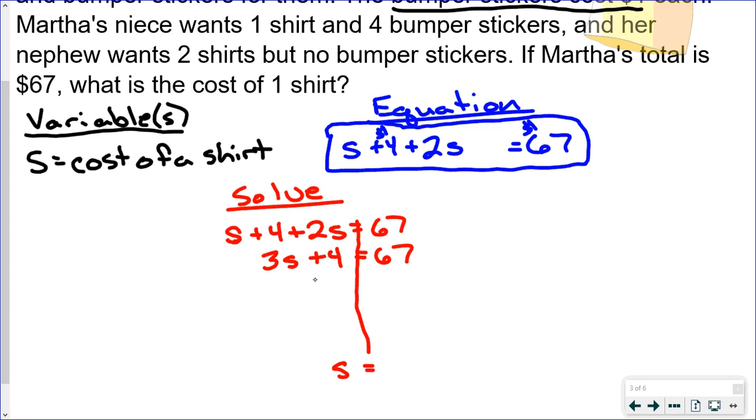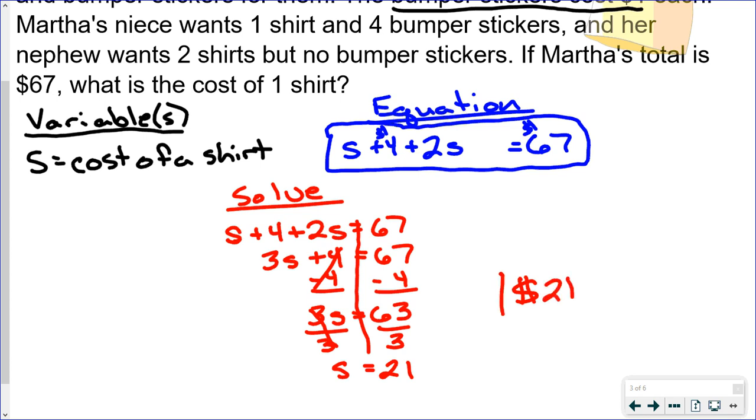So I see plus 4, I do minus 4. You always do the adding or subtracting first. So 4 minus 4 is 0. So now I have 3S equals 63. I see multiplication, so I do division. Divide both sides by 3. 3 divided by 3 is 1, and 1S is the same thing as just S. And 63 divided by 3 is 21. And so in this case, the answer to the question is that a shirt costs $21. All right.